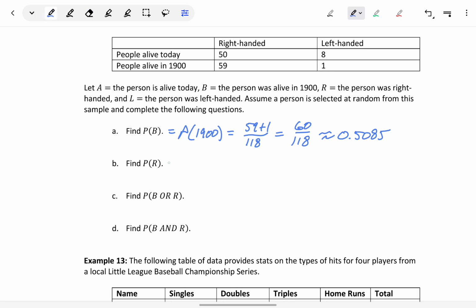In part B, we want to find P of R, which is the probability that someone is right-handed. Looking at our chart again, we can see there were 50 plus 59 people who were right-handed, still out of the 118 total. So adding those together would give us 109 out of 118, or a probability of approximately 0.9237.